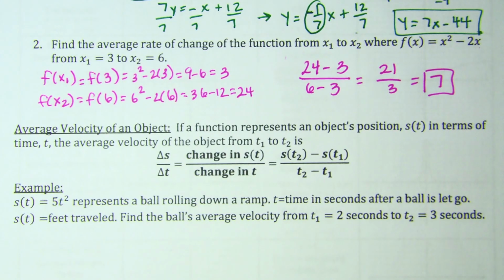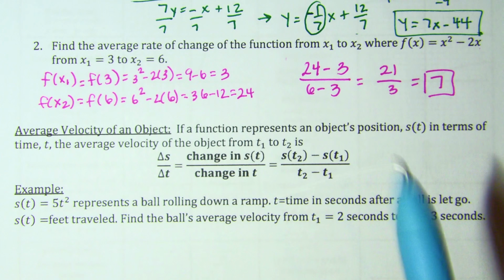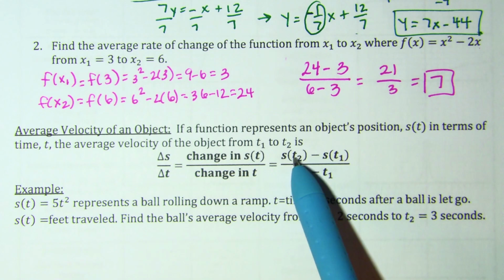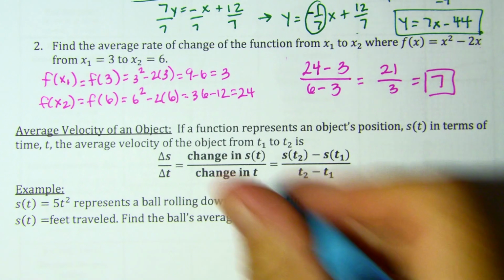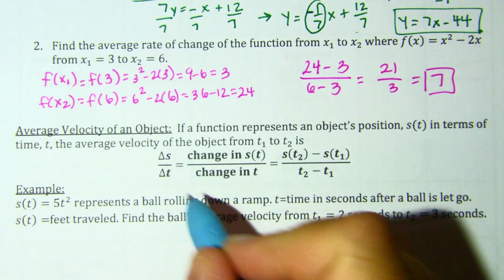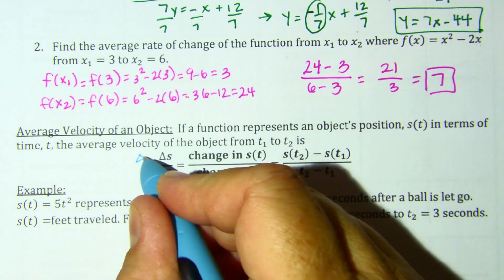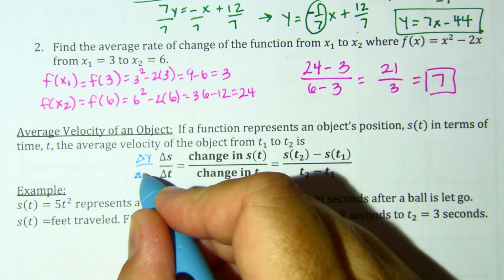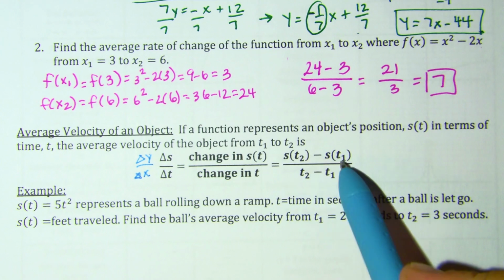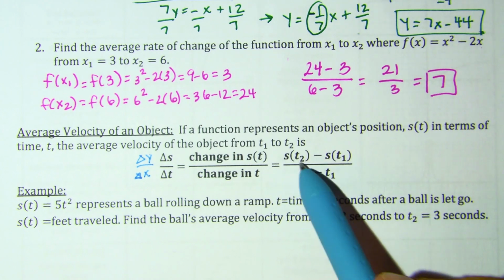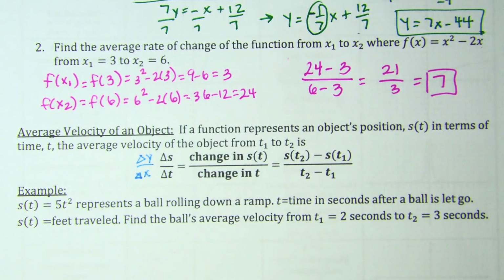Now we can also talk about the average velocity of an object. This is again the same formula, it's just different variables. So in calculus, you'll see s of t a lot. This is called the position function. And it's just the change in s over the change of t, the same as change in y over the change in x. Okay. So these t values behave like x's, s of t is like f of x.